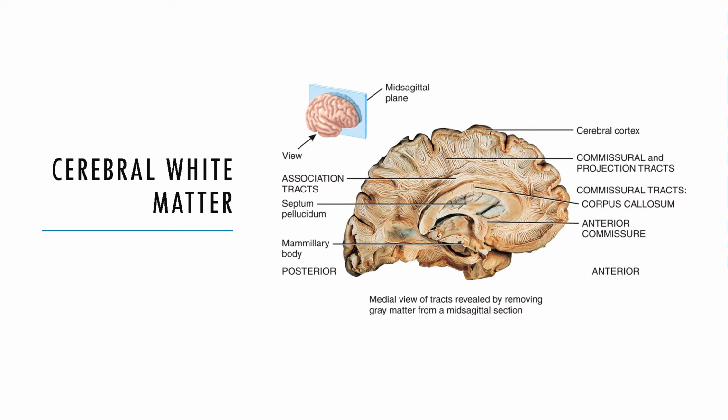The cerebral white matter is going to consist primarily of myelinated axons, and these are going to be present in 3 different types of tracts. So our first one are the association tracts. So we can actually see these here. These are going to conduct nerve impulses between gyri in the same hemisphere.